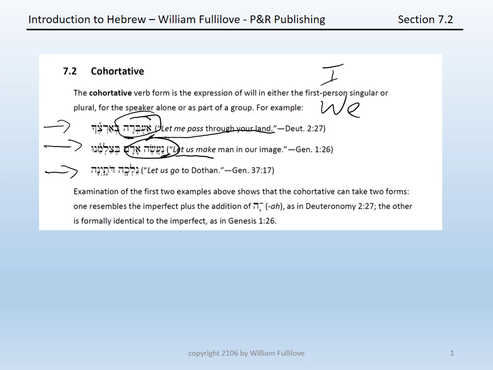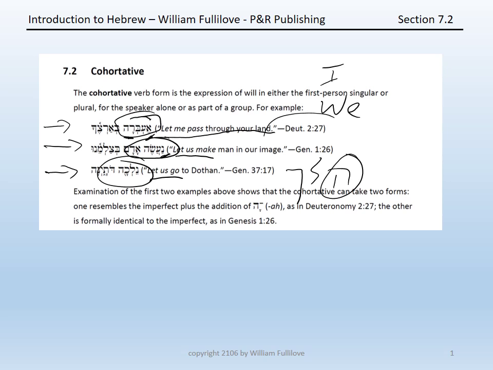Or Genesis 37:17, Nelkah Dotana. Let us go, the wish, to Dothan. The verb now, Nelkah, is a qal cohortative first common plural of the verb halak. Remember, just like in the imperative, the he will disappear.